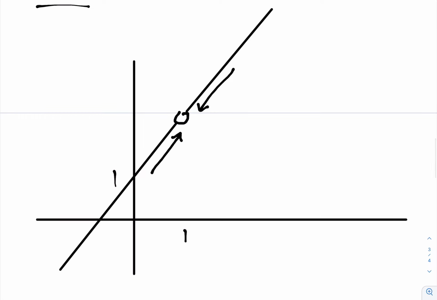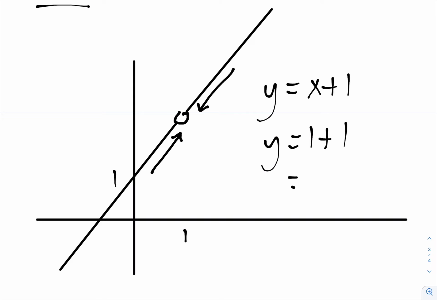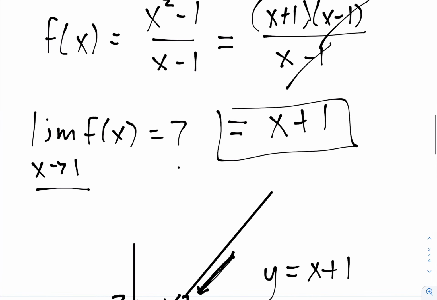So if we just pretend y equals x plus 1, we can just plug in 1 for x, and we're going to get 2. So as x approaches 1, y is going to approach 2. As we nudge closer and closer to 1 in the x direction, we're going to nudge closer and closer to 2 in the y direction. So the limit is going to equal 2.